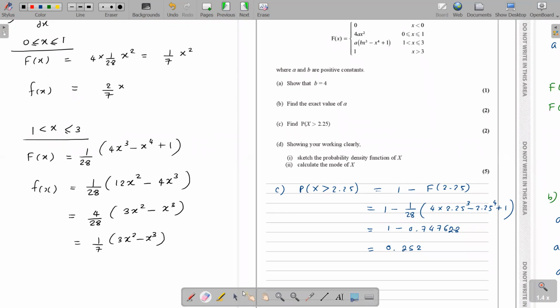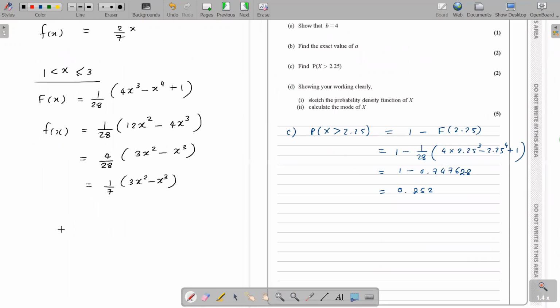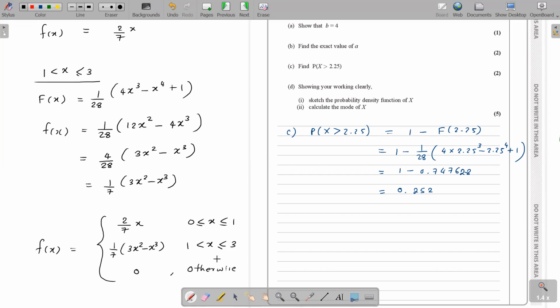Are you with me? So we'll define our PDF. Simple fx is 2 over 7 x for x values between 0 and 1, and it's 1 over 7 times 3x squared minus x cubed for x values between 1 and 3, and 0 otherwise. Okay, so this is not what we are supposed to do. They want you to sketch it. So shall we sketch this?